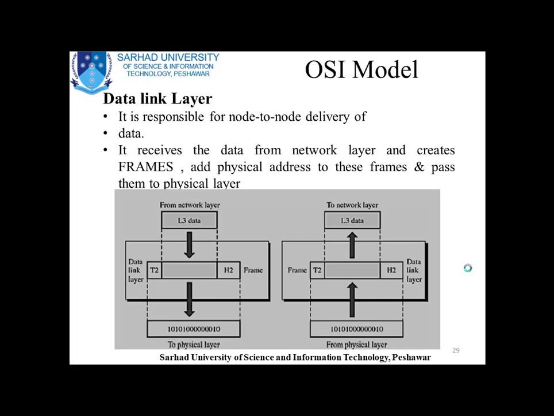After that there comes the data link layer. The data link layer is responsible for node to node delivery. It receives the packet from the network layer and creates frames, rather than segments, which were generated by the transport layer and given to the network layer.